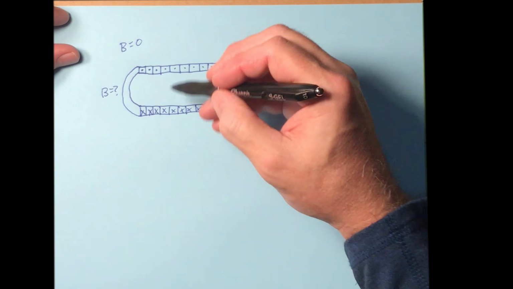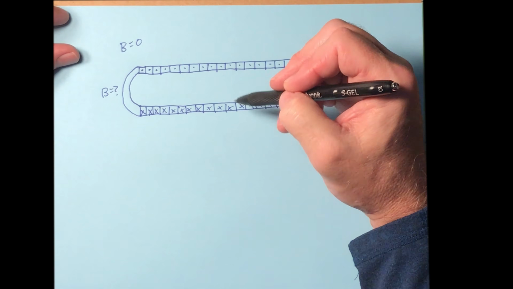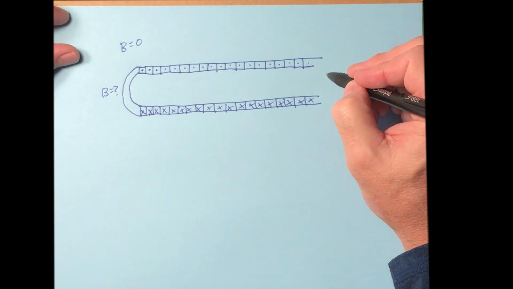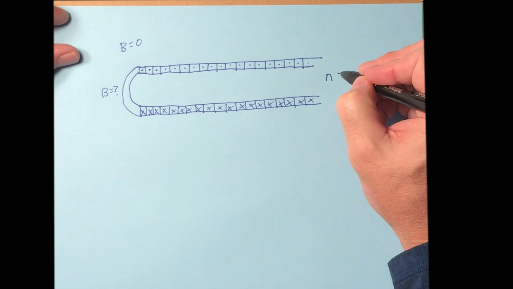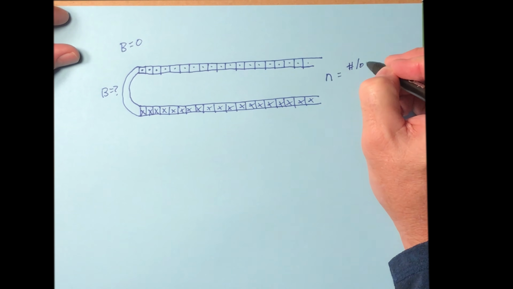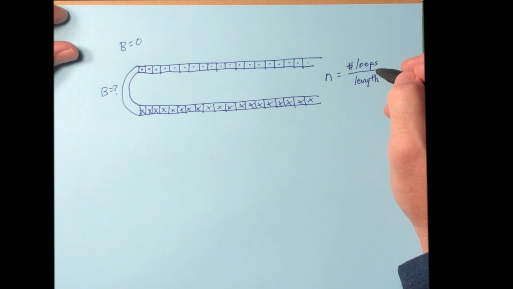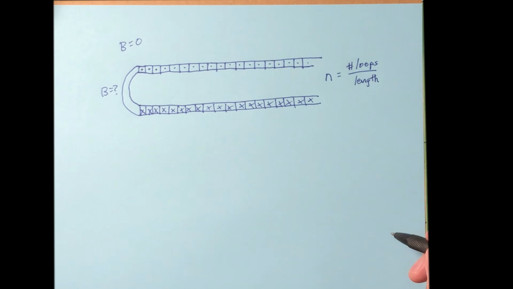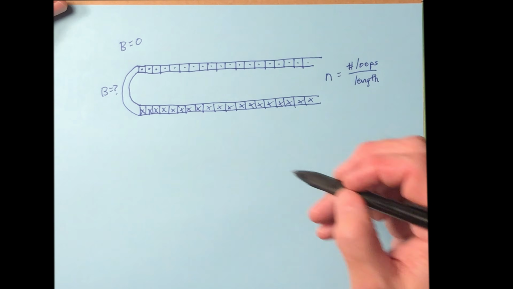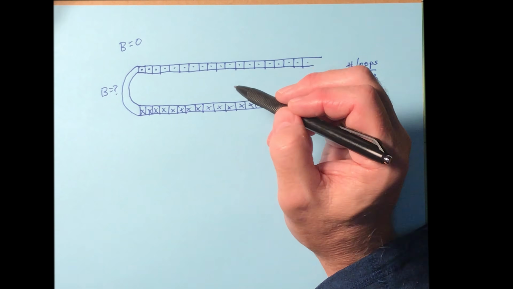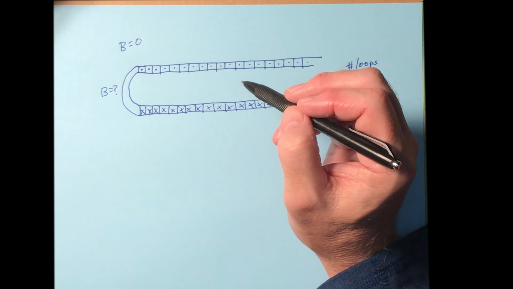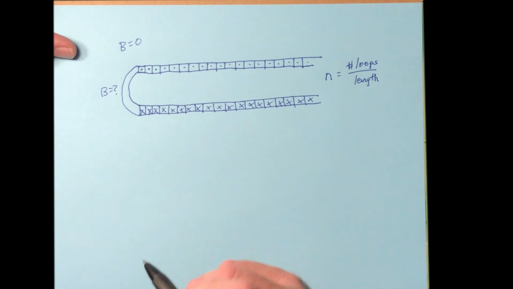First of all, let's say that this has so many loops per centimeter. So let's say little n is equal to the number of loops per length. So loops per centimeter or something like that. And let's say that we want to figure out magnetic field on the interior. What we can do is we can draw an Amperian loop. So let's use Ampere's law to figure this out.